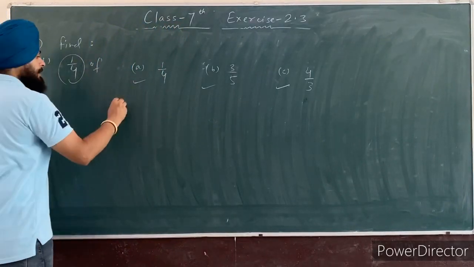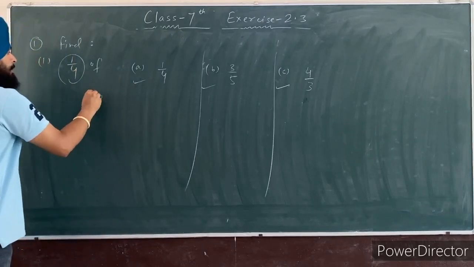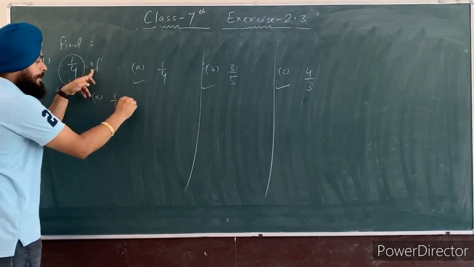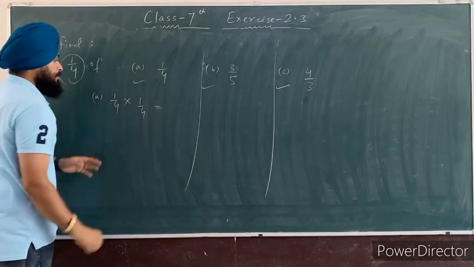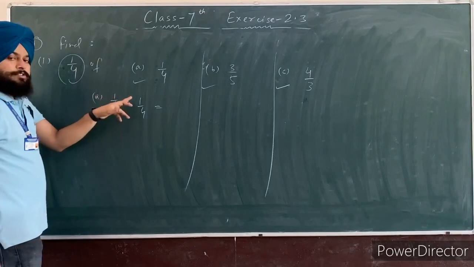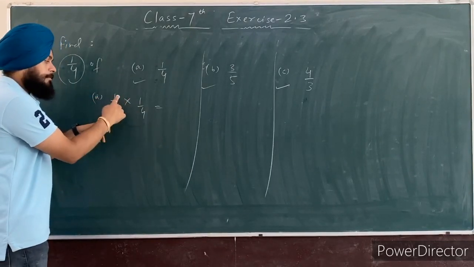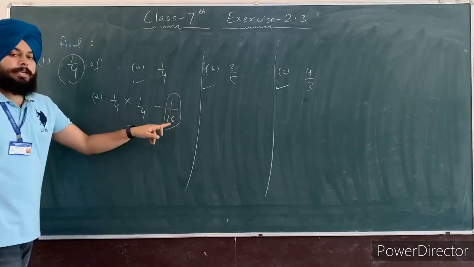So you have to find 1 by 4 of all these three fractional numbers. Clear? So in first A part you have to find 1 by 4 of 1 by 4. Of means you have to multiply. So you simply multiply numerator by numerator and denominator by denominator. 1 ones are 1, 4 fours are 16. So answer is 1 by 16.